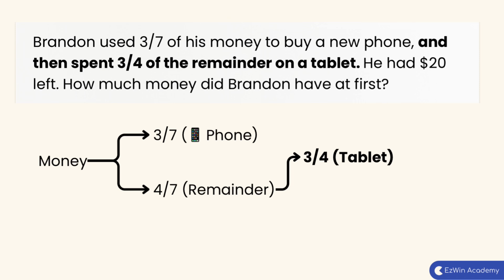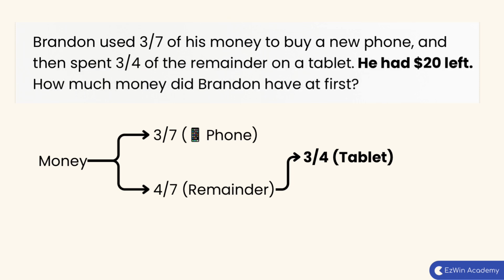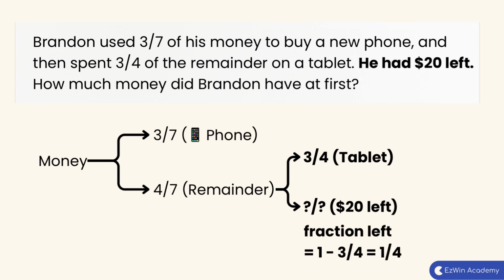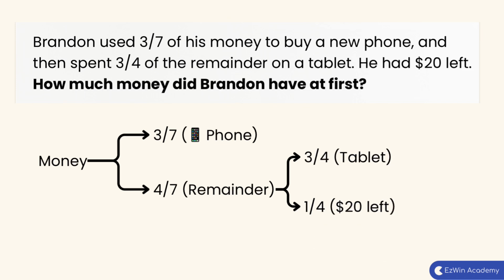Then the next part of the question says that he had $20 left, so we create another branch, but this time we don't know the fraction. Can you guess what fraction represents $20? If you guess 1/4, you're right. So we're going to write 1/4 as our branch to represent the $20 that is left. Lastly, how much money did Brandon have at first?